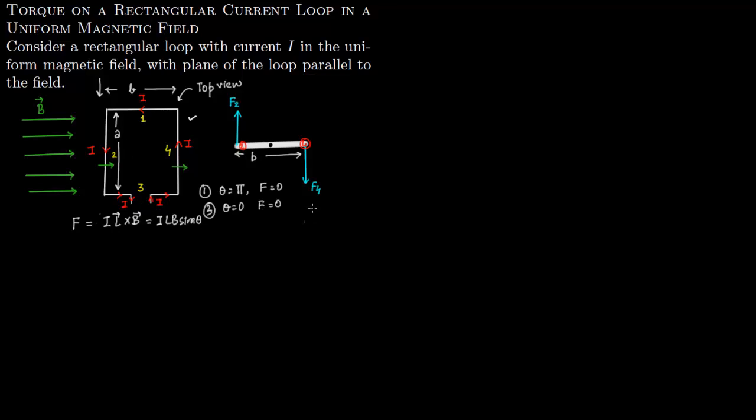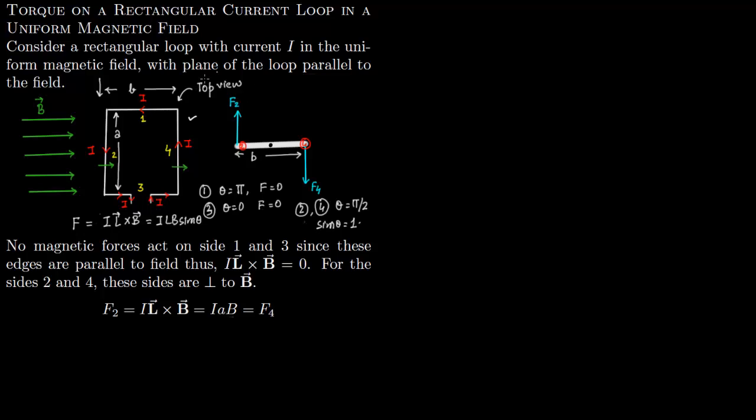Now for side 2, you can see the angle. So we are going from I to B. If you're going from I vector to B vector, or correspondingly you can say the length vector to the magnetic field, more correctly, you have an angle of 90 degrees here. Similarly on side 4, you again have an angle of 90 degrees here. So for sides 2 and 4, theta is pi by 2, or you can say sine theta is just 1.